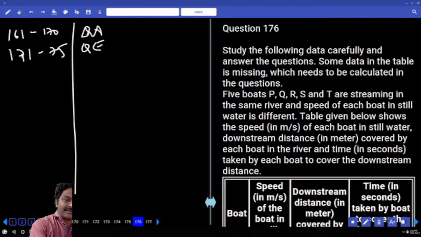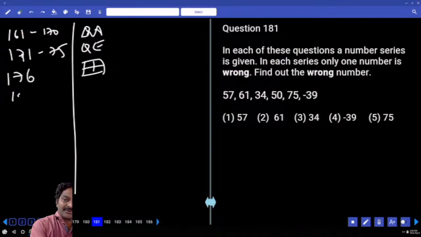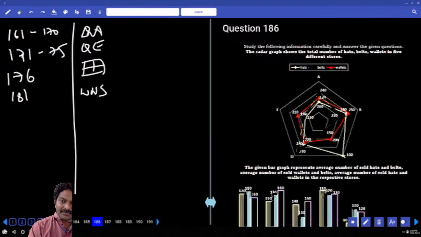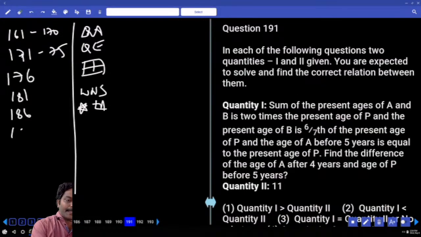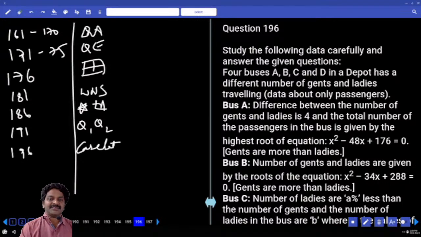Quadratic equation, 176 onwards. We have table, 181 onwards, wrong number series. Next, 186 onwards, right. Next, 191 onwards, Q1, Q2s. Then 196 onwards, K slate. Okay, right. So what is your first preference?